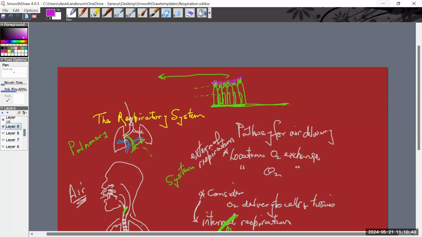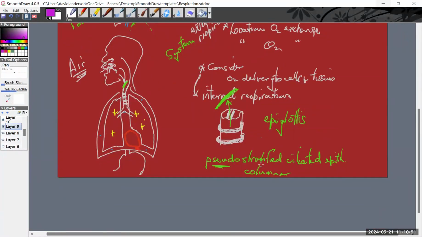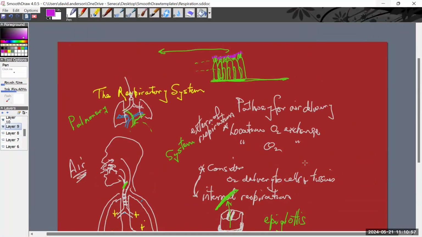So we've got a couple of examples of protective mechanisms in these airways that come from this pseudo-stratified columnar and ciliated epithelium. Okay, so remember, the goal is to keep the gas exchange locations somewhat sterile, as close to being sterile as possible. And we'll look closer at that location for exchange as we move deeper into the respiratory system.